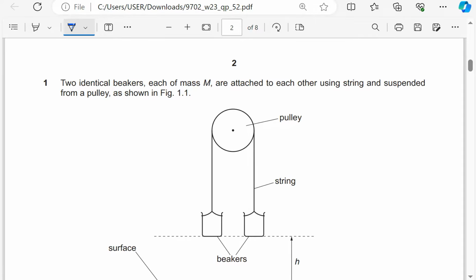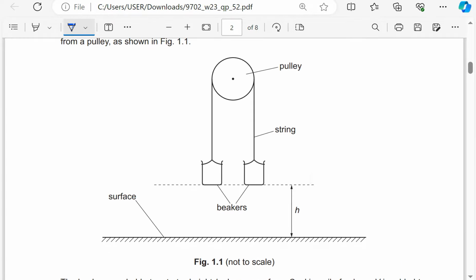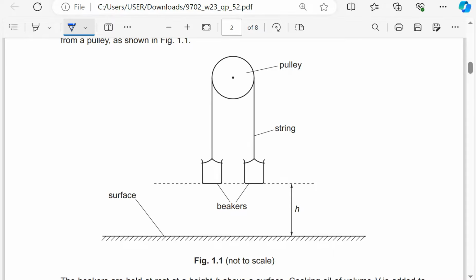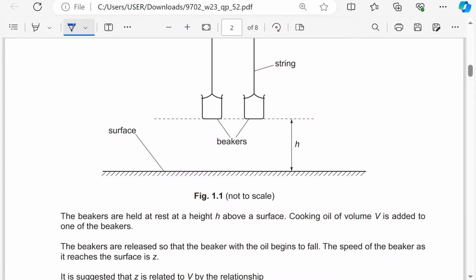So question number 1, two identical beakers, each of mass m, are attached to each other using a thin string and suspended from a pulley as shown in the figure. So this is the diagram. We have two beakers. Okay, the beakers are held at rest at a height h. So first of all, you're now thinking about how you're going to measure h. So you'll measure h using maybe a meter ruler, which must be clamped.